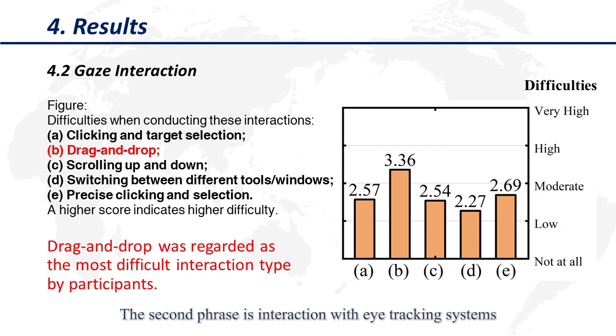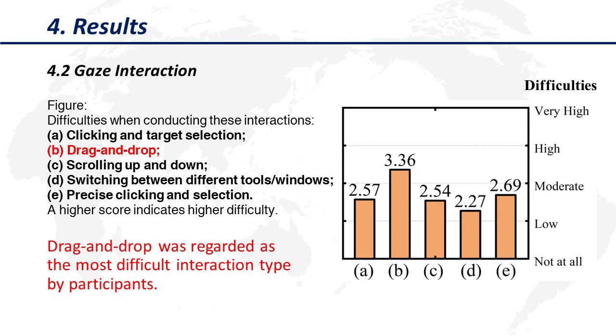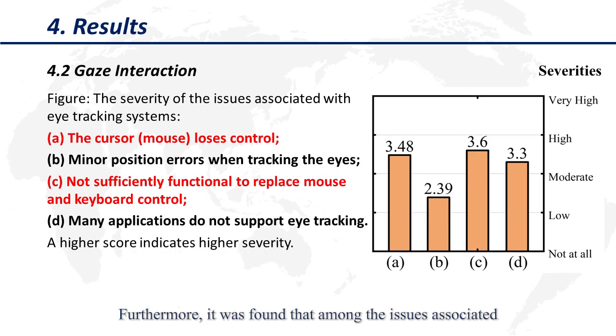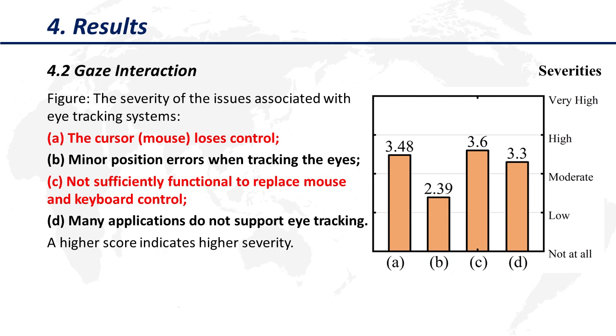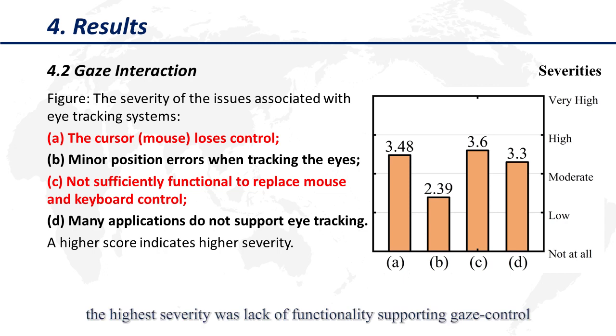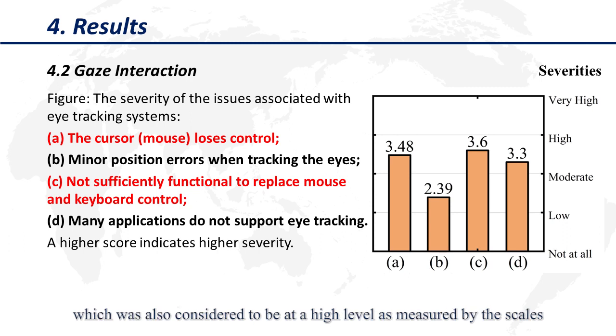The second phase is interaction with eye tracking systems. 5 types of gaze interaction were investigated. Drag and drop was regarded as the most difficult interaction type by participants, with a high score of 3.36. The other 4 types of gaze interaction were similar at the moderate to difficult level. Furthermore, it was found that among the issues associated with eye tracking systems, the highest severity was lack of functionality supporting gaze control. The second most significant challenge was associated with the accuracy and eye tracking robustness of the systems, which was also considered to be at a high level as measured by the scales.